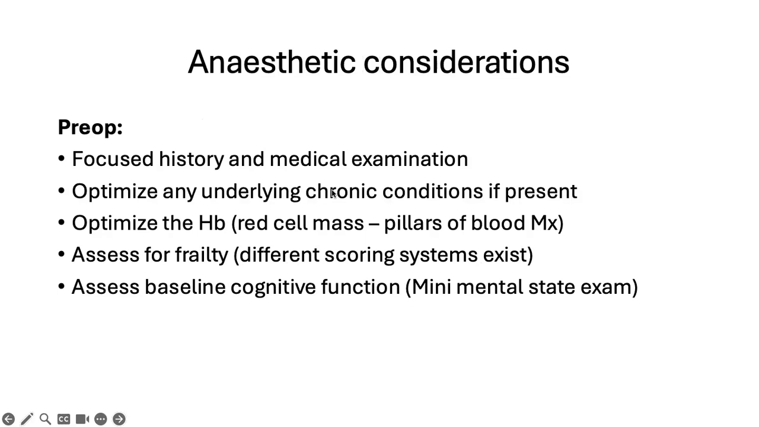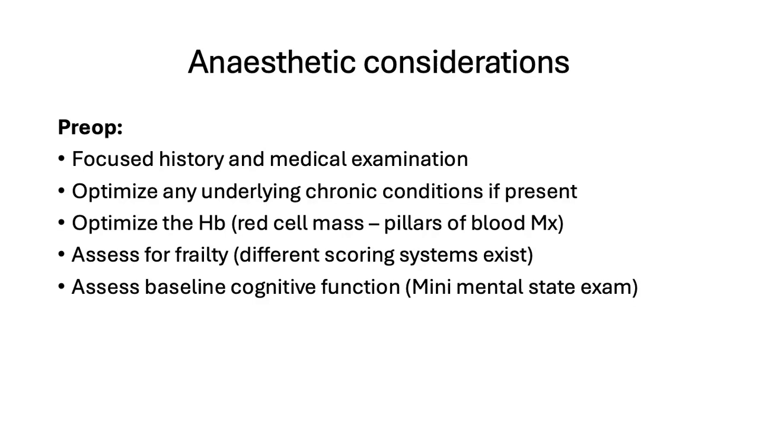Then moving on to our anesthetic considerations. So when you see the elderly patient, the important thing that you need to do is to take a focused history and medical examination. You need to also make sure that you establish what chronic diseases or conditions the patient has, because all of those conditions need to be optimized for surgery.